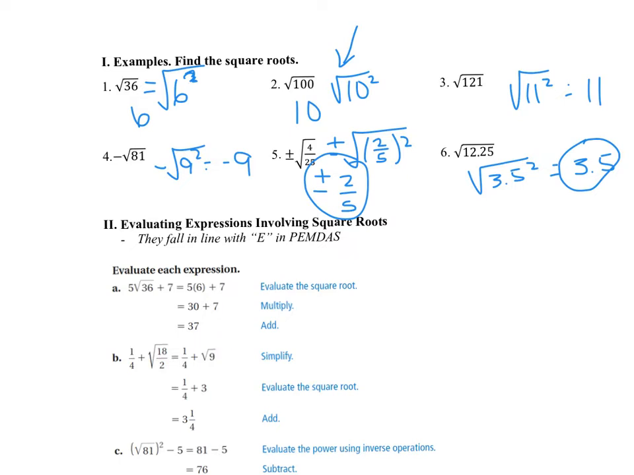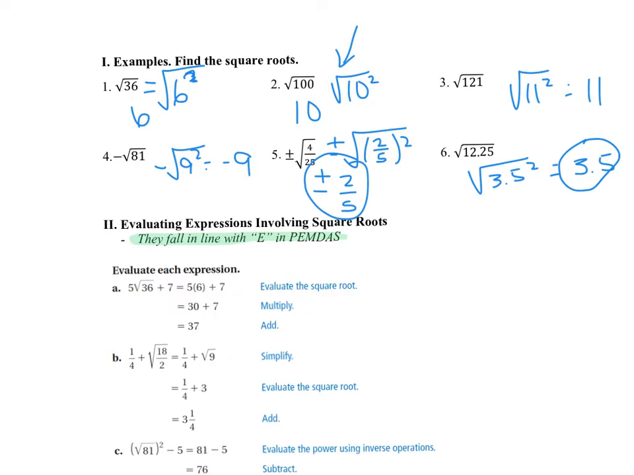So you can evaluate an expression that involves square roots. When you're evaluating that expression, they fall in line with the E in PEMDAS. So you're always going to do parentheses first, and then you are going to do exponents. But if you don't have exponents and you do have roots, since they are kind of opposites of each other, inverses, excuse me, that was the word I was looking for.